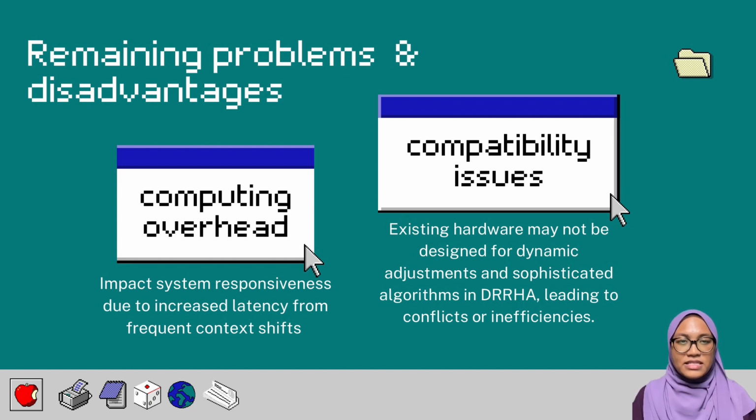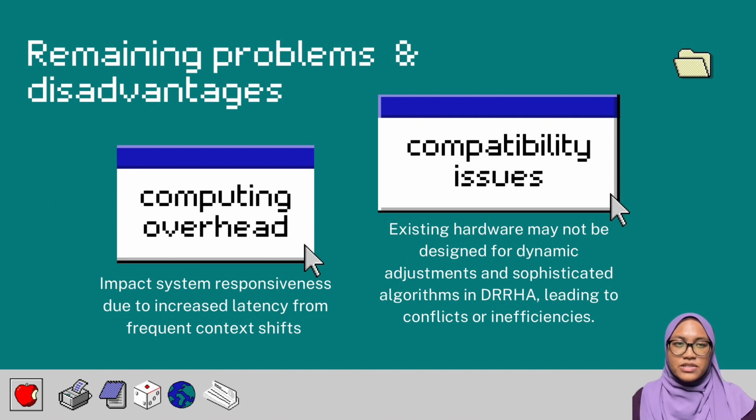Next, integrating the DRRHA into existing computer architecture may pose challenges due to compatibility issues with hardware or software systems. Existing hardware may not be designed for dynamic adjustment and the sophisticated algorithm in the DRRHA, leading to conflicts or inefficiencies. Ensuring compatibility requires careful examination and may necessitate hardware upgrades.